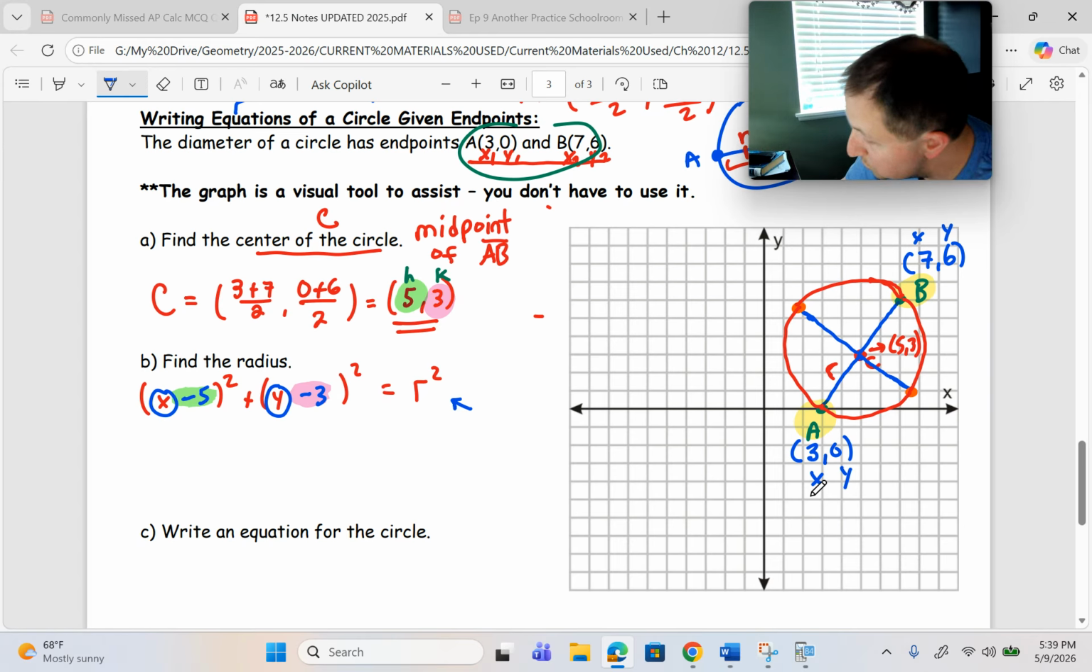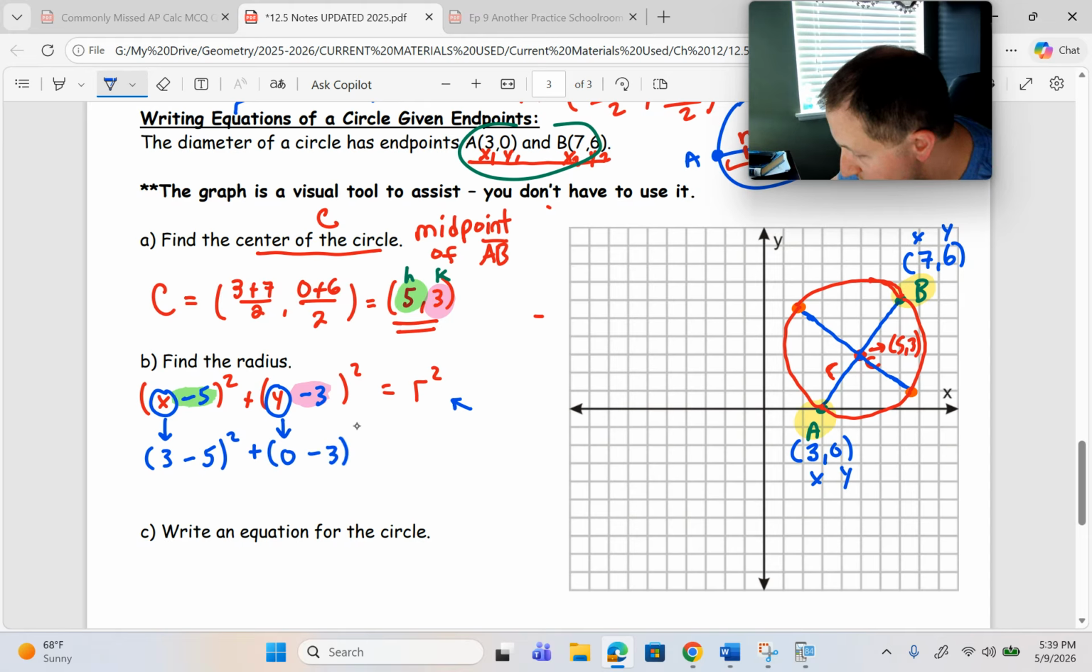So I'm going to choose to plug in 3 for x, and then I therefore have to plug in 0 for y. Again, I could have plugged in 7 for x and 6 for y. I'm going to get the exact same value of r squared. All right, so we've got 3, bring the minus 5 down, bring the square down, plus 0 minus 3 squared equals r squared. Okay. This one I am going to do in the calculator just to show you.